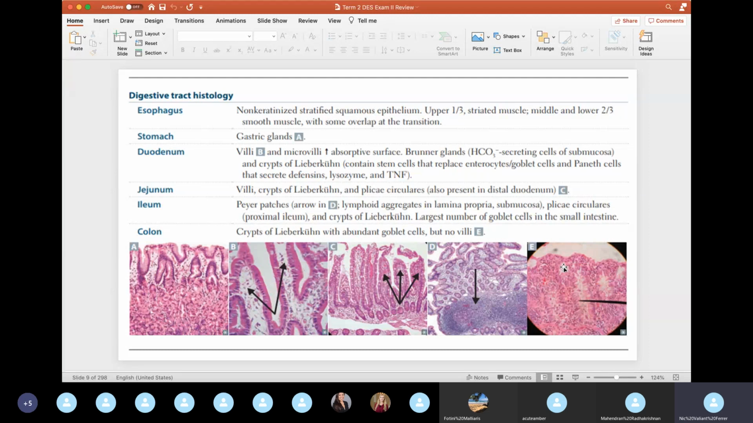We're done with absorbing nutrients. And you can also see crypts of Lieberkühn again there with abundant goblet cells. Okay, put a star here. Digestive tract histology, let's summarize. What's the important point, right?